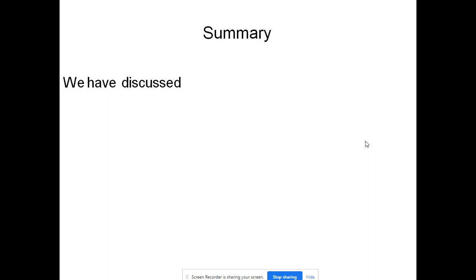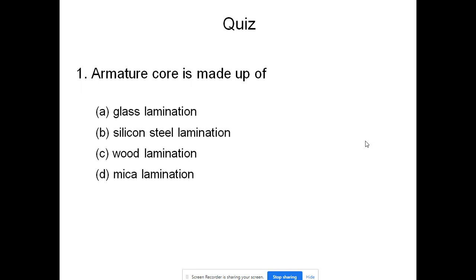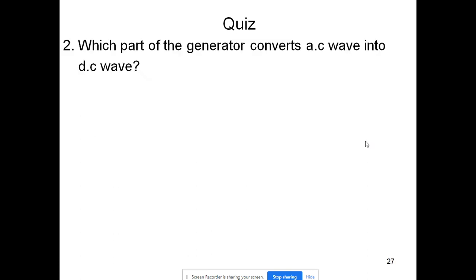In this PPT, we have learned about the function of each part of the DC generator. Let us see a small quiz. Armature core is made of what? The answer is silicon steel laminations. Which part of the generator converts AC into DC wave? The answer is commutator, that is option C.